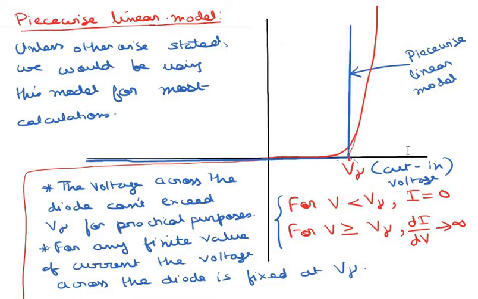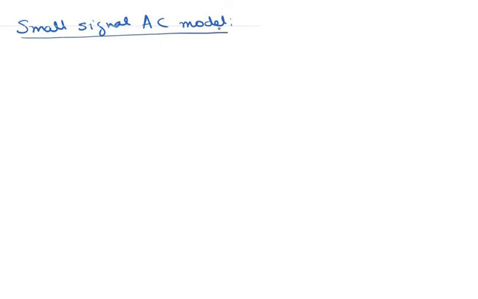So these two models are DC models of the diode. Now let us see the small signal AC model. Let me first explain the meaning of this model. First of all, AC model.